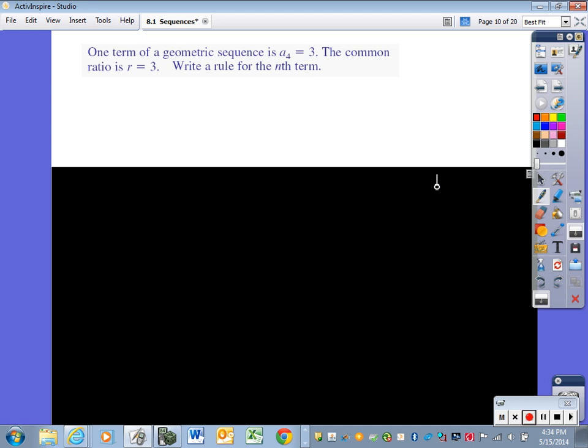So let's look at some geometric. The fourth term of the geometric is 3. The ratio is 3. What's that mean? I'm multiplying by 3 each time. Write your rule. Geometric. First term. Do you have it? Nope. Times the ratio. Do you have that? Yeah, multiply by 3. To the n.